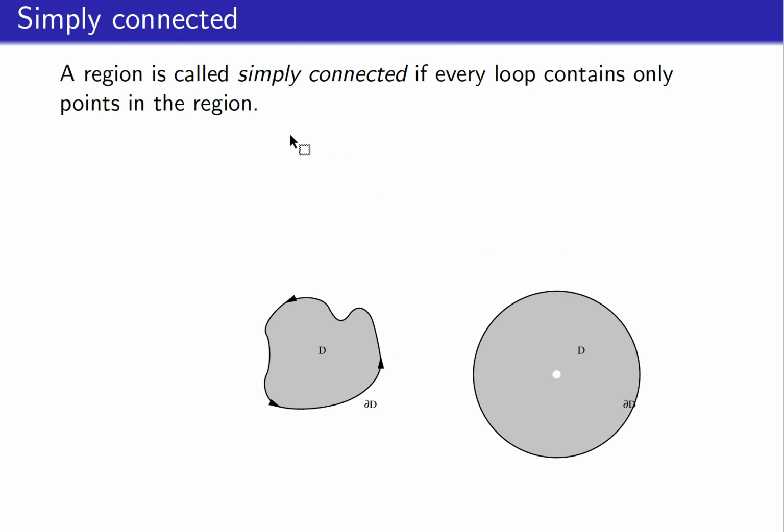Okay, just a piece of terminology here. A region in the plane is called simply connected if every loop contains only points in the region. So here we go. This is simply connected because every loop in the region only contains points in the region. Here, it's not simply connected. If I take some kind of loop that goes around here, then it contains this point that's not in the region. So if it's missing points in the middle, missing a point on the outside is not a problem. Missing a point in the middle makes it not simply connected. So this is simply connected. This is not simply connected.